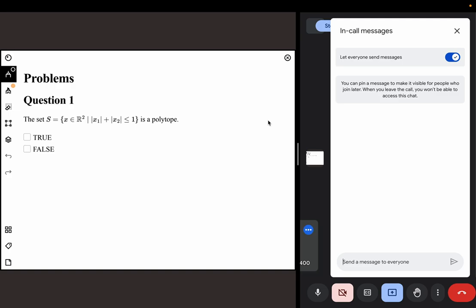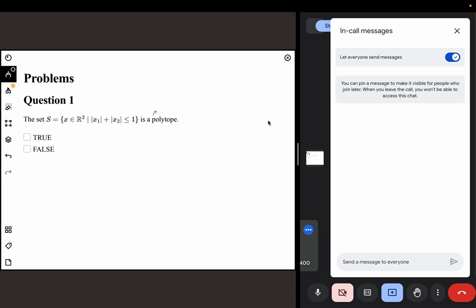Okay, the first one: you have a particular set defined in this particular way. A set belonging to R2, so it is in 2D, such that mod x1 plus mod x2 is less than or equal to 1. Is it a polytope? Again, what is a polytope? A polytope is basically a bounded polyhedron. So how do I solve this problem?